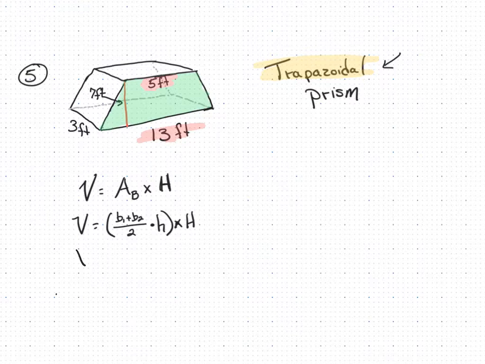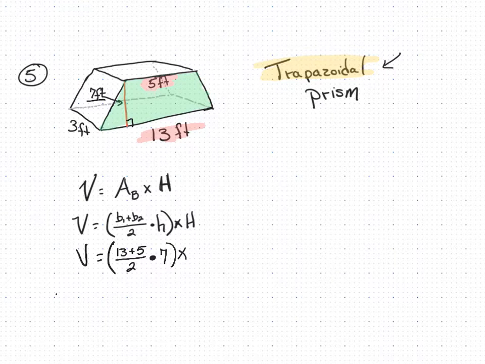So I'm going to say the volume is equal to 13 plus 5 divided by 2 times my height. So my height of my trapezoid, remember it's the line that is perpendicular to the 2 bases, so that's going to be 7 feet, times the height of the prism.